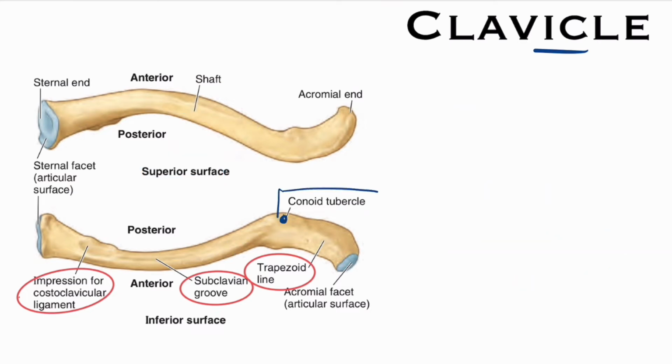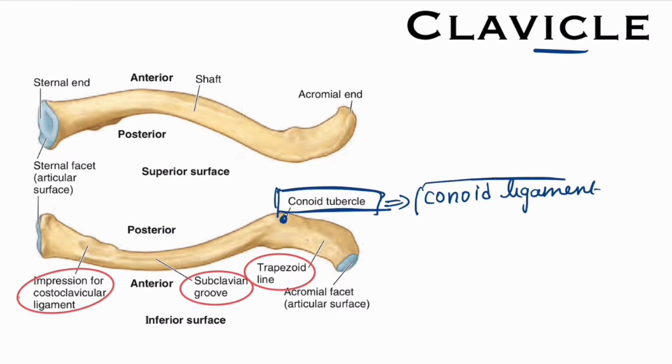This has the conoid tubercle here. This conoid tubercle serves as an attachment for the conoid ligament. And we also have the trapezoid line. This is the trapezoid line here, which serves as an attachment for the trapezoid ligament.